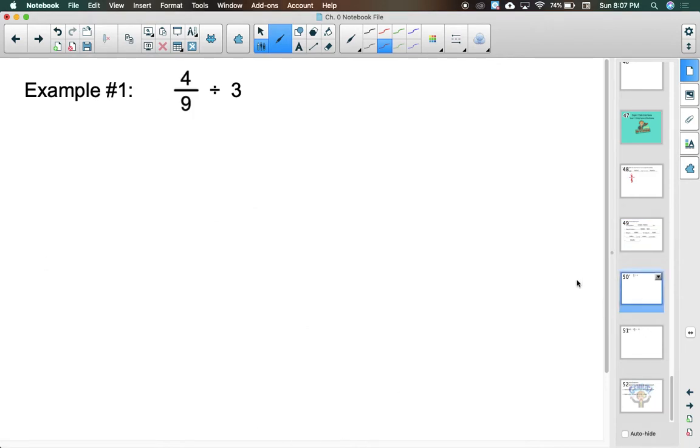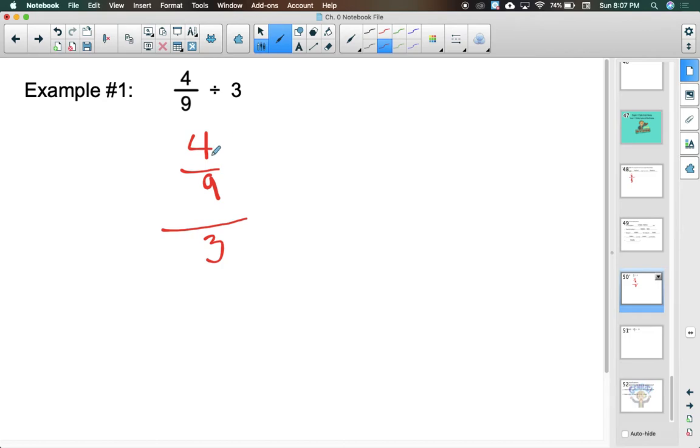Okay, so our first example, we only have 2 examples this time. This isn't a big lesson for us. It's 4/9 divided by 3. The first thing you need to know is that we're going to write this as a complex fraction, and we have to put the first number on top. We don't have a choice here. We don't get to say, oh, I'll just put the 3. No, you have to put the first number in the numerator of your complex fraction, okay? Order matters. You will get a wrong answer if you do not do it that way.